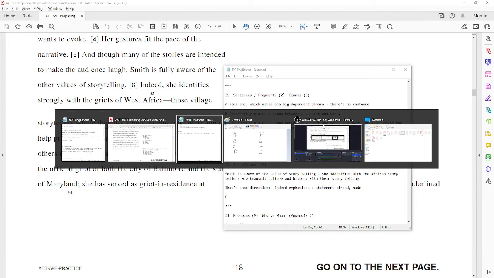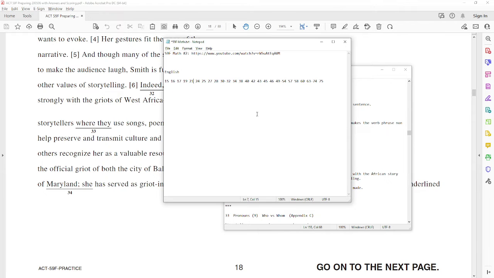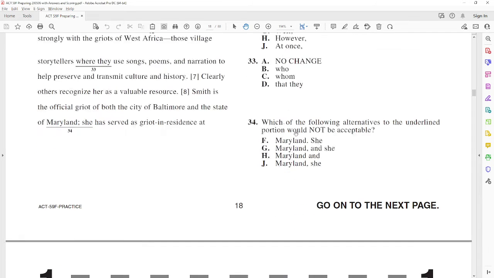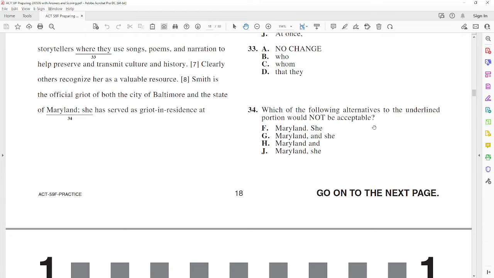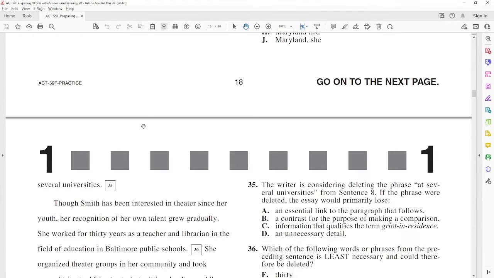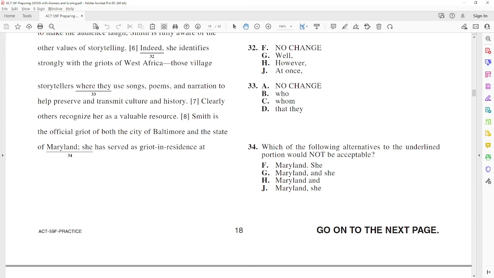All right, next one. 34. I keep forgetting what the next one is. Which of the following alternatives to the underlined portion would not be acceptable? All right, that means what's there is acceptable. "Smith is the official griot of both the city of Baltimore and the state of Maryland." And then it's got a semicolon. "She has served as a griot in residence at several universities." So there are two independent clauses connected with a semicolon.